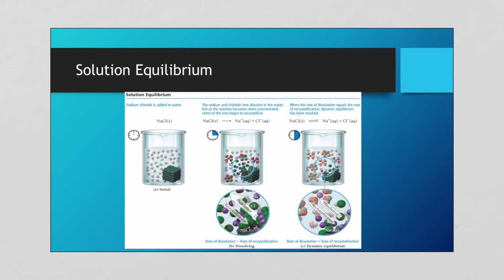So, solution equilibrium. This is a similar idea to what we talked about previously in chapter 12, I believe it was, when we talked about the equilibrium that forms between a gas and a liquid in a closed container, right? The vapor pressure, right? You get evaporation, and then you start to get condensation, and then eventually you get to a point where the rate of evaporation is equal to the rate of condensation, right? We reach what we call the dynamic equilibrium. Well, something similar happens when you form a solution.